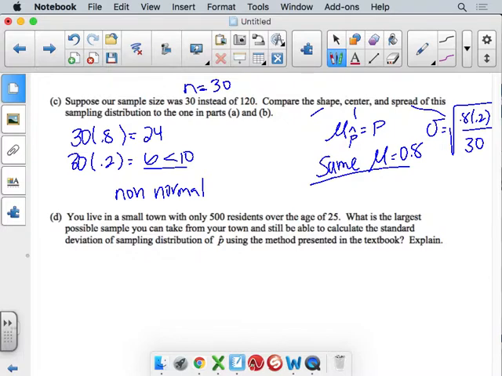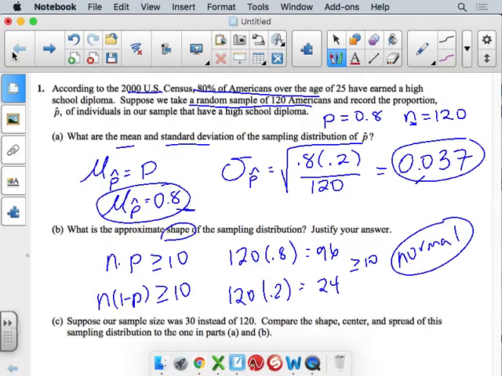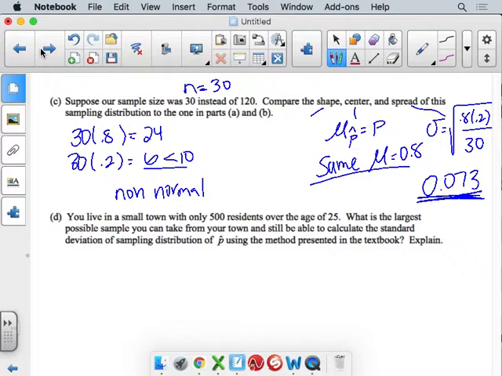And I got 7%, 0.073. So what happened to the spread compared to the last one? The spread is 7% compared to a spread of 3%. So our spread got bigger.